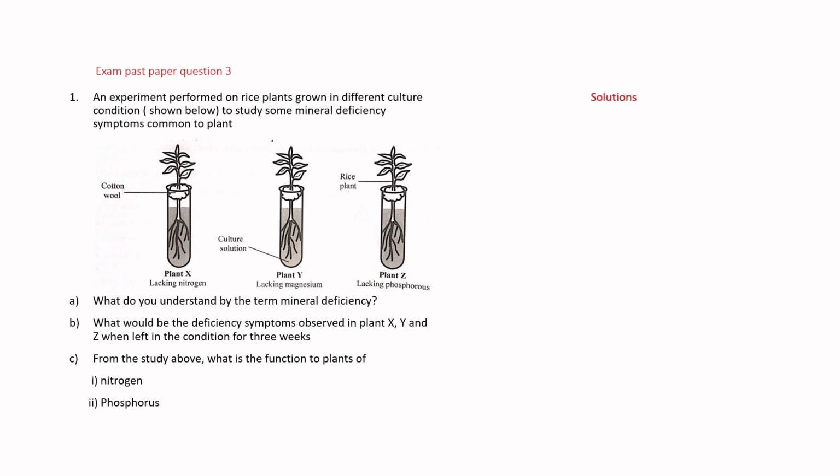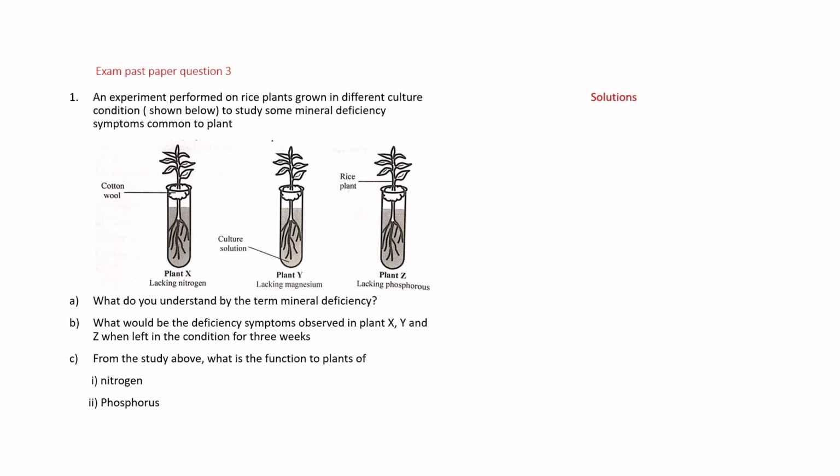An experiment was performed on rice plants grown in different cultural conditions shown below to study some mineral deficiency symptoms common to plants. Before you attempt answering questions, you need to know what the words deficiency and symptom mean. Deficiency simply means something is not enough or something is lacking. And symptom simply means, when something is lacking, how will it appear, or how is it going to look. So having information about deficiency and symptom, then you can attempt answering these questions.